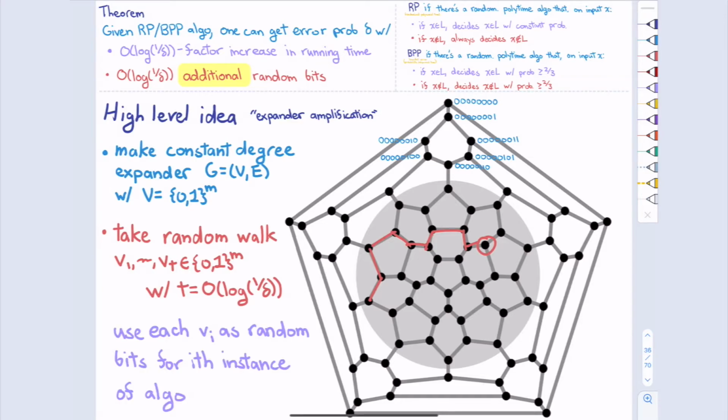Every vertex I visit is going to be a different random bit string used for another trial of the algorithm. Your first trial will be the first sampled vertex, and then the second vertex on the walk will be the random bit string used by the algorithm the second time, and then the third time, and so forth. Does that make some sense?